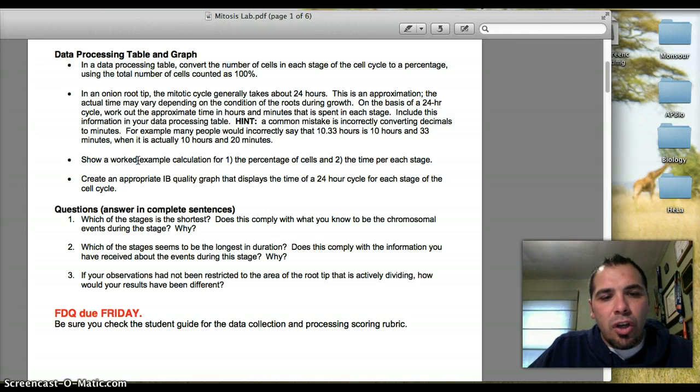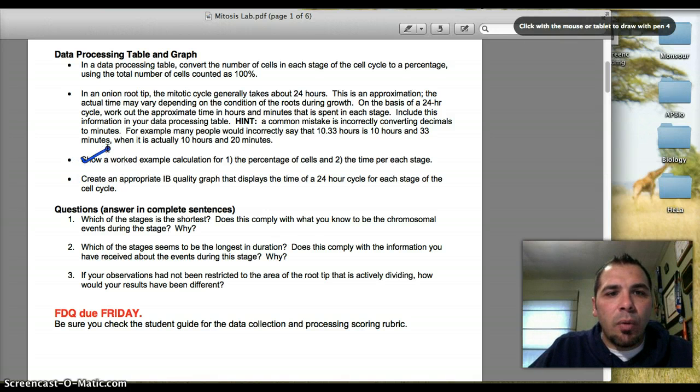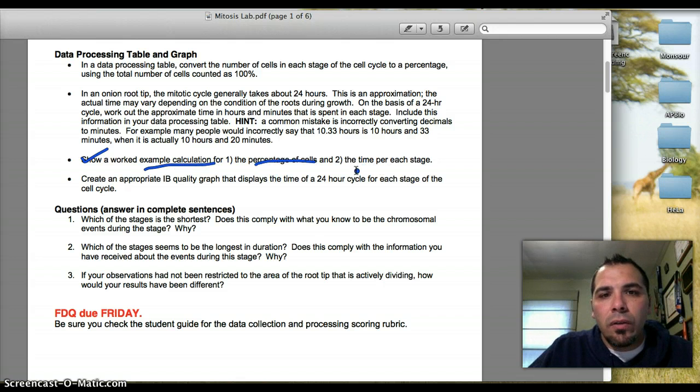You need to show at least one example calculation: one worked percentage of cells and one time per stage. So I need to see just 2 of those, percentage and time. Like I said, if I decide to have you guys do a formal lab report over Christmas break, you're going to have to show some calculations.